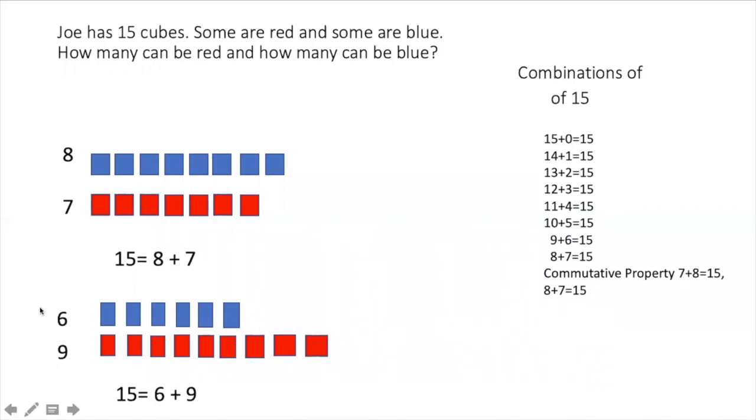All right, another way that we could do it is say that we have 6 blue cubes and 9 red cubes, and when we join those together, we can say 6 plus 9 equals 15. And if you look over here, I've listed all the combinations of 15, and I also gave an example that if we say 8 plus 7 equals 15, then the commutative property also says that we can flip-flop those numbers and say 7 plus 8 is 15.